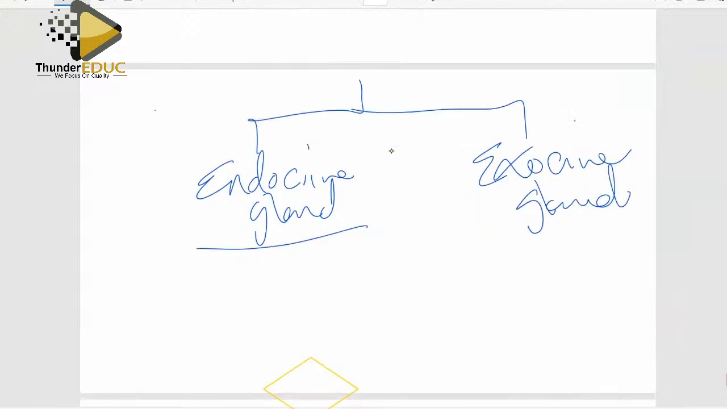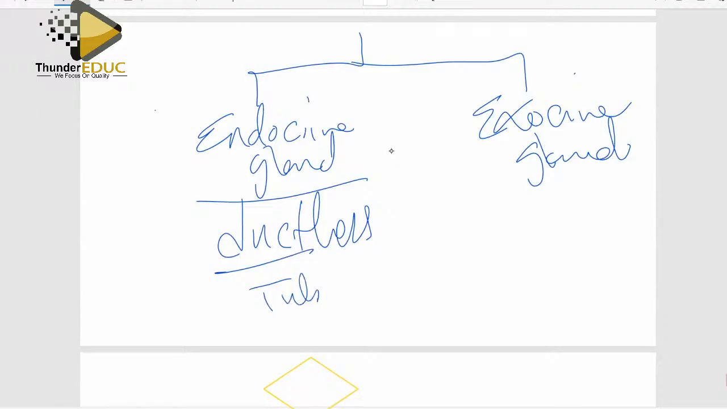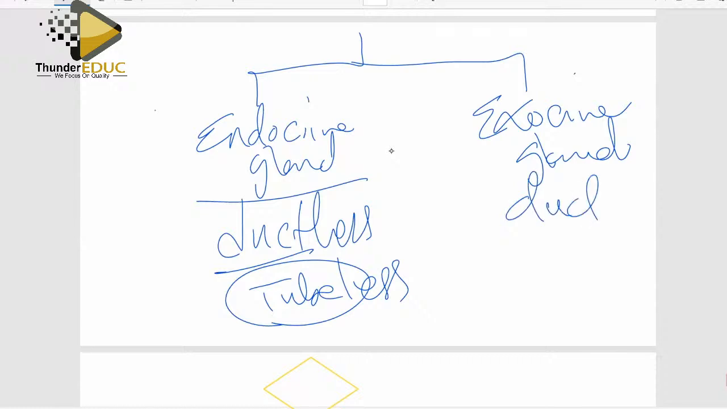So the endocrine glands, sometimes we call them ductless glands. Why do we call them ductless glands? A duct is a tube, meaning that they are tubeless. These are glands which have no tubes, so we call them endocrine glands, ductless glands. Then we have the exocrine glands. These ones, they have ducts. They have the tubes.